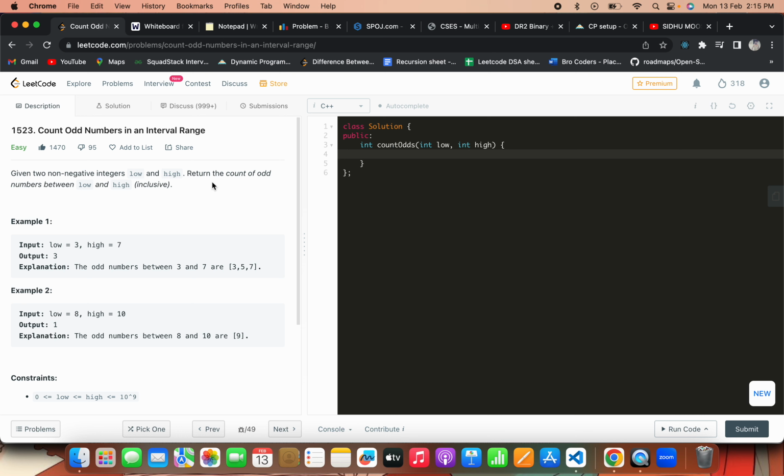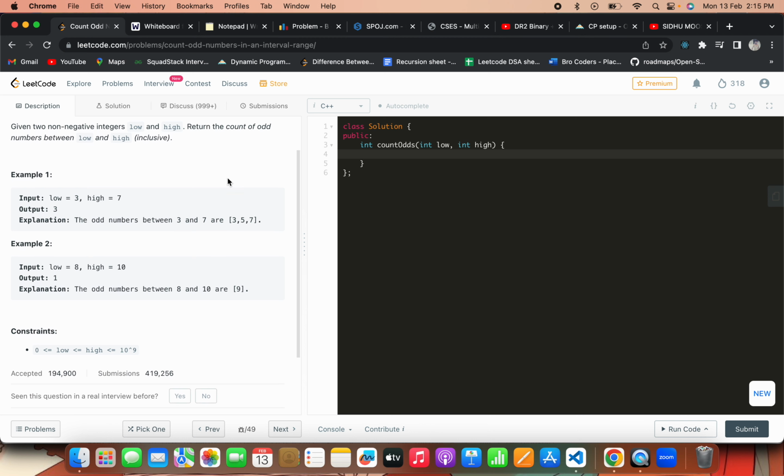So first let's read the problem statement, then we will think of an approach and implement it. Okay, so today's problem is counting odd numbers in an interval range. We are given an inclusive interval range from low to high, and we have to count the total number of odd numbers in it.